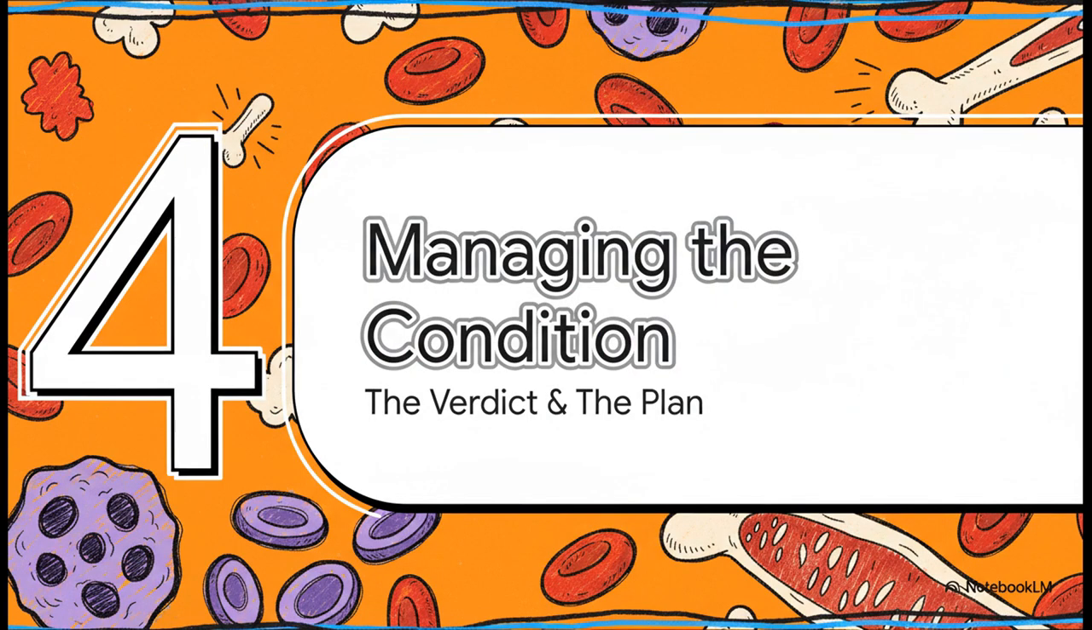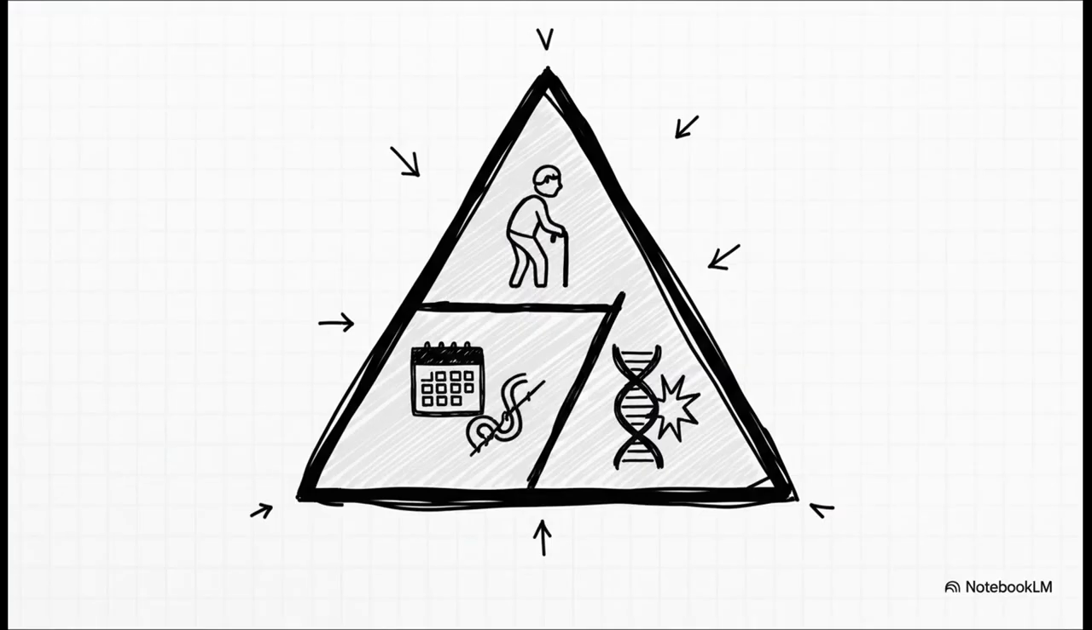So, we've worked through the presentation, we've nailed down the labs, and we've ruled out all the lookalikes. We have our diagnosis. It is essential thrombocytosis. So, now what? What's the plan? Treatment is all about risk. We want to prevent that number one complication we talked about, which is thrombosis or blood clots.